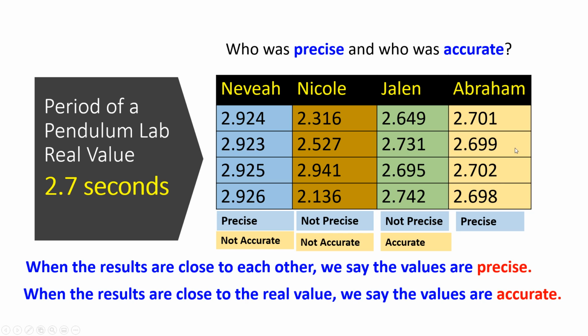Now Abraham has 2.7. This 2.699 is 2.7, 2.7, and here 2.7. So all his results are close to the real value, which is 2.7 seconds. I will say Abraham's results are accurate. As a conclusion for this lab experiment, I can state that Abraham's results are precise and accurate.